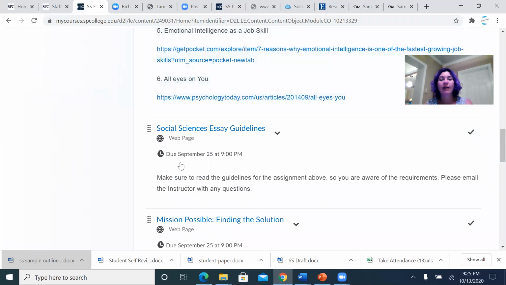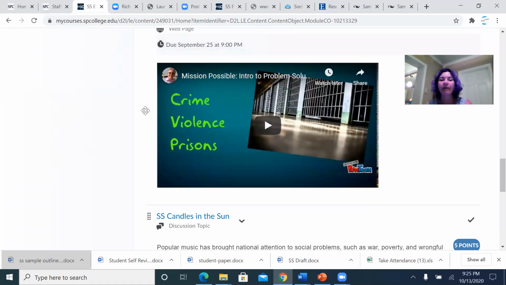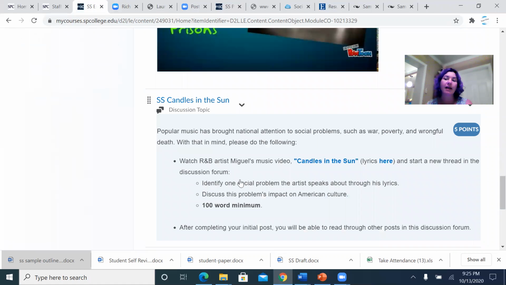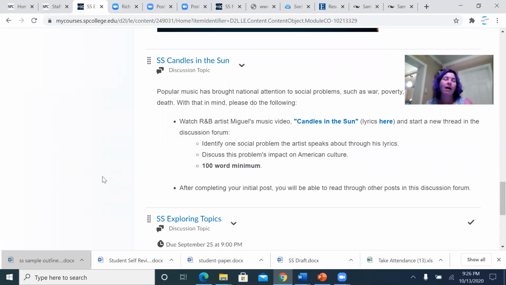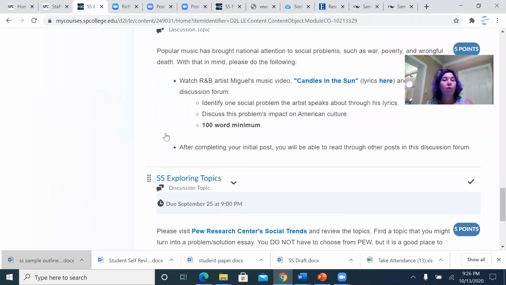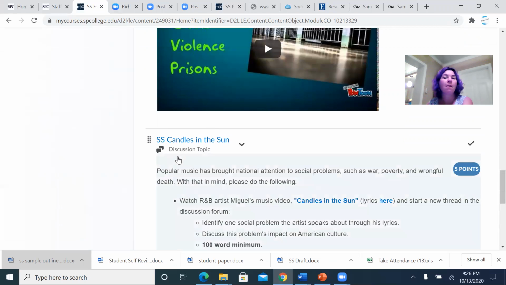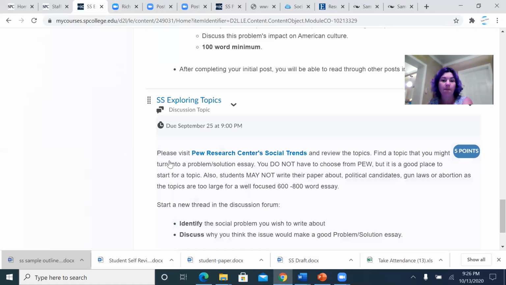So in addition to the guidelines in the Explore area, we did also have a finding solutions video and a candles in the sun exercise that included watching a music video and reflecting on how music and artists reflect on the concerns of our communities. That was a discussion forum. So please make sure in discussion forums that you are responding to a peer. That is part of the expectation, not just posting, but also responding to a peer.